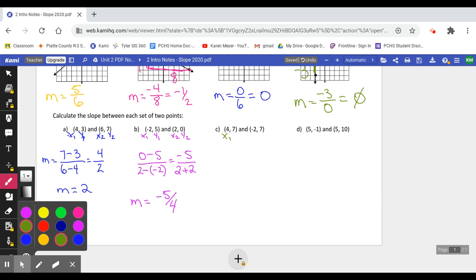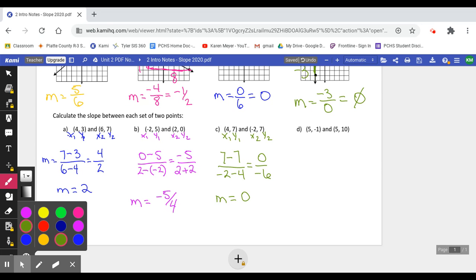C, x1, y1, x2, y2. Plug it in your formula. So 7 minus 7 over negative 2 minus 4. 7 minus 7 is 0. Negative 2 minus 4 is negative 6. And 0 divided by negative 6. That should give you the answer of 0.